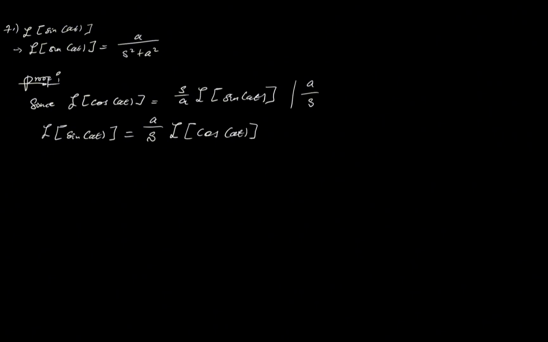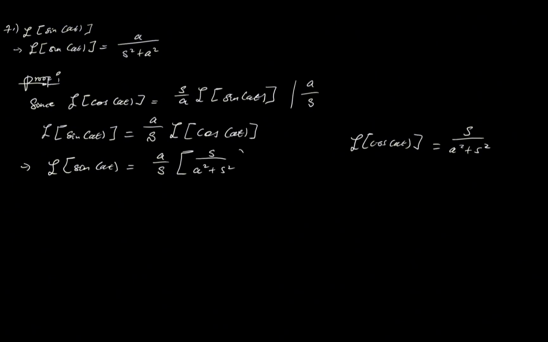Now, the Laplace of cos at is equal to s over a squared plus s squared. This implies that the Laplace of sine at is equal to a over s times s over a squared plus s squared. The s cancels out with the s, and you have your Laplace of sine at being equal to a over a squared plus s squared. And you have your proof.